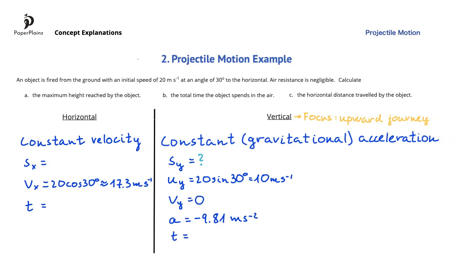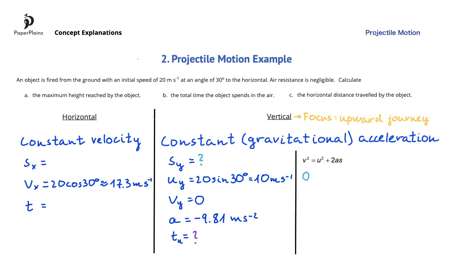We don't know anything about the time, but I will rename it here Tu, or T upwards, so that we don't confuse it with the total time that the object spends in the air. This will be another variable that we will look for. Let's start by finding Sy, the maximum height reached by the object. Next, we need to choose a Suvat equation. Since we have u, v, a, and we are looking for s, we will use this equation.